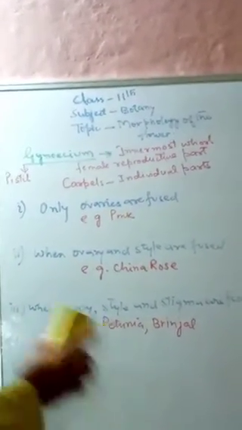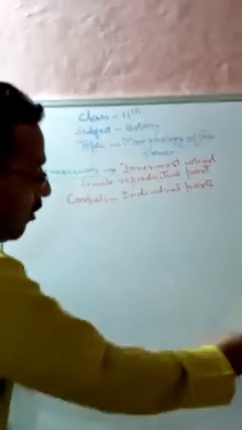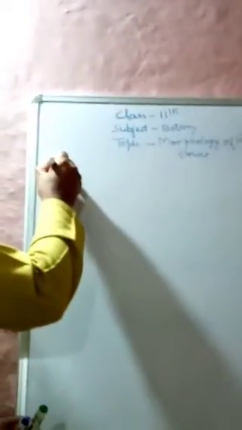These are the fused conditions. Now, let us discuss one by one all three parts of the carpel. Let us first define the ovary.